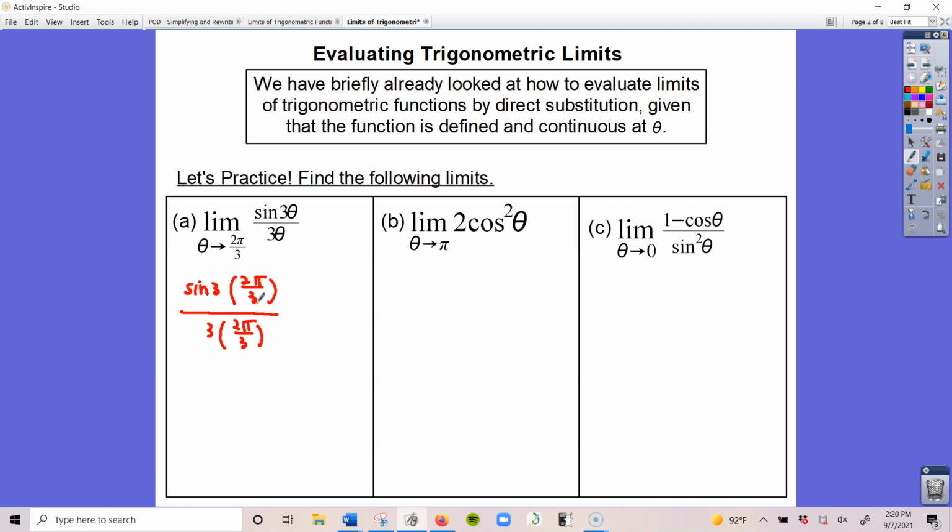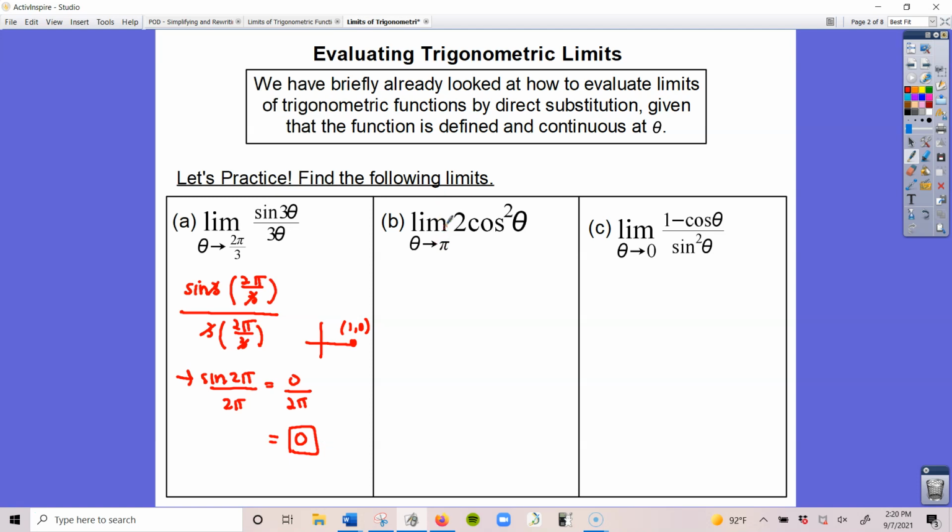The 3's here would end up canceling, and here as well. So we have now the sine of 2 pi all over 2 pi. The sine of 2 pi, this is on the positive x-axis. So this is the coordinate 1, 0. The sine is the y value, so the sine of 2 pi is 0, divided by 2 pi. 0 divided by anything would give me an answer of 0.